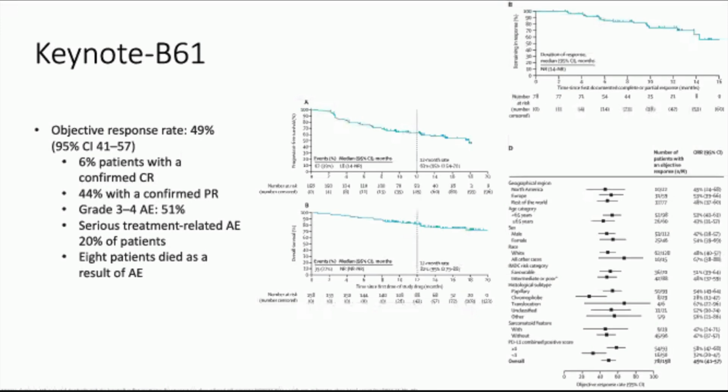And the progression-free survival at 12 months was found to be 63%, while the overall survival at 12 months was 82%. And then similarly to the other trials, they reported immunotherapy-related adverse events, with 20% of their patients experiencing a severe reaction. And unfortunately, 8 patients died as a result of adverse events.